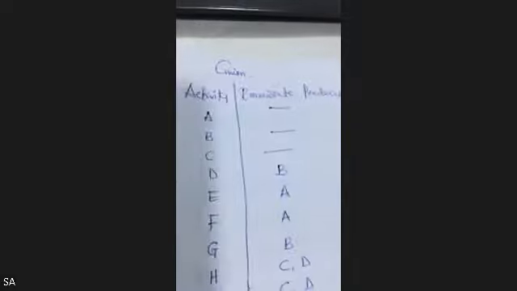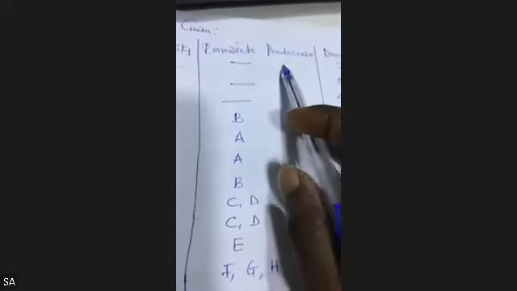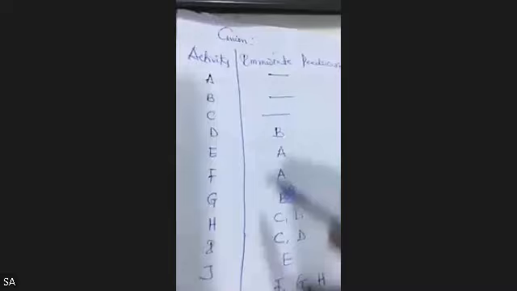So class, let's take a look at this together. These are the activities A to N. Then we have the immediate predecessor, that is the activity that comes before. Then you have duration, in this case in months. Let me explain something here.